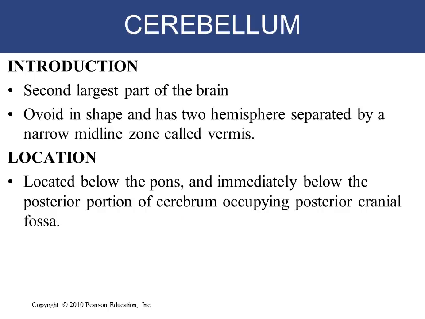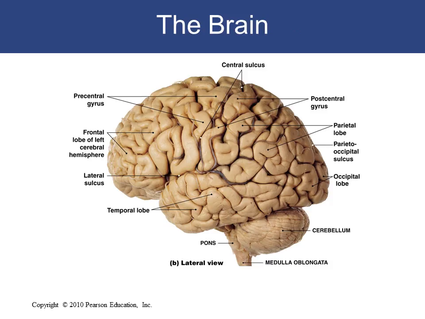Cerebellum is the second largest part of the brain, oval in shape, and has two hemispheres separated by a narrow midline zone called the vermis. It is located below the pons and immediately below the posterior portion of the cerebrum, and the cerebellum occupies the posterior cranial fossa. So this is the brain, and this is where the cerebellum is. That is the direction: the cerebellum is found below the cerebrum, and it occupies the posterior cranial fossa.